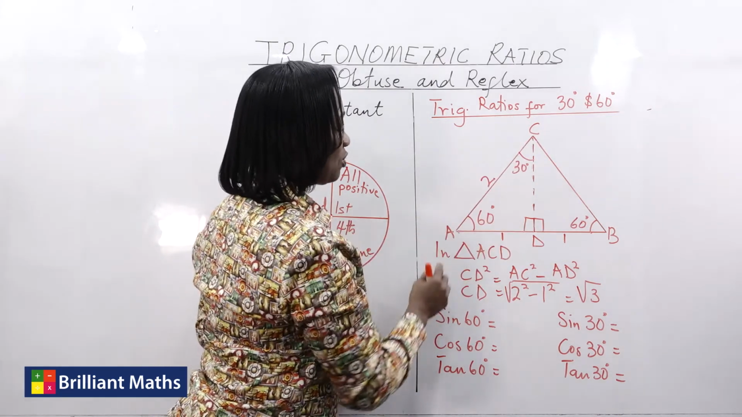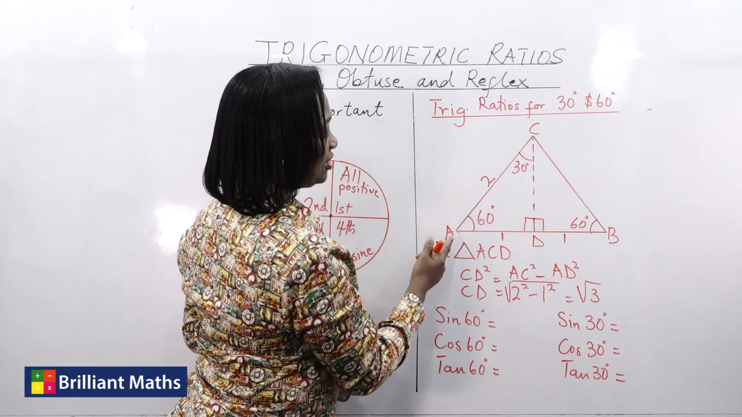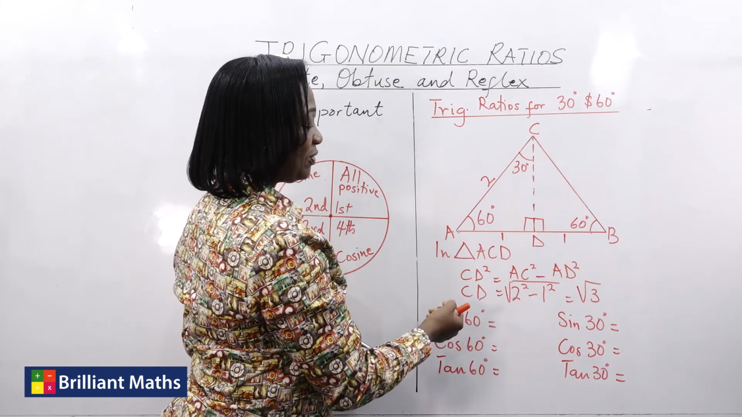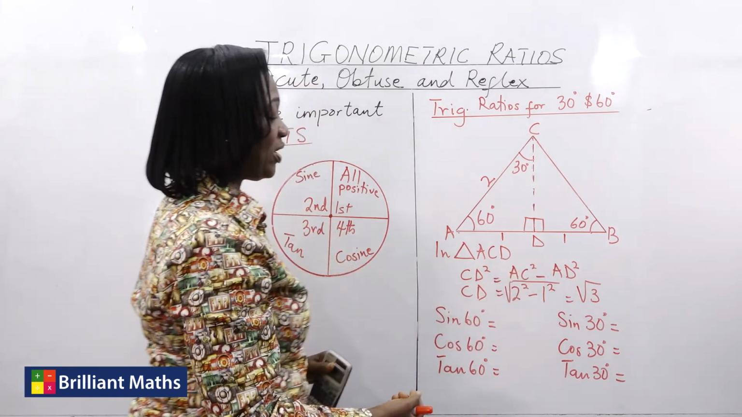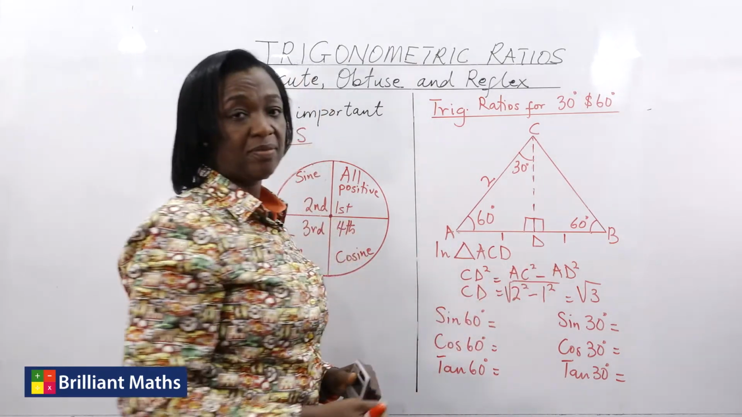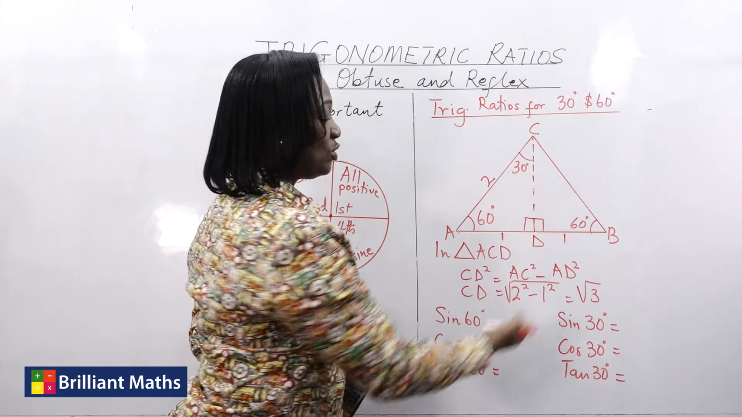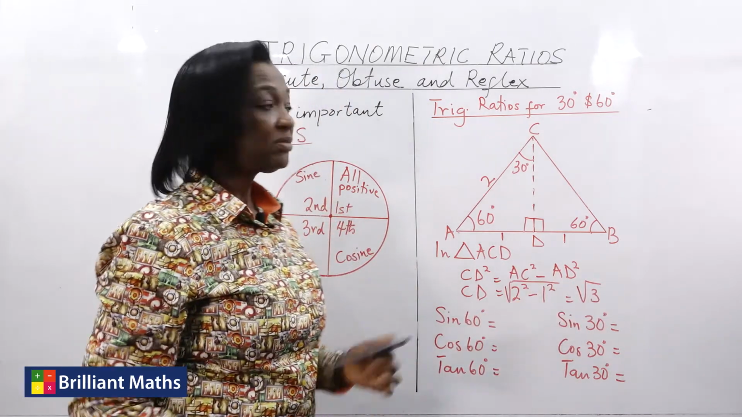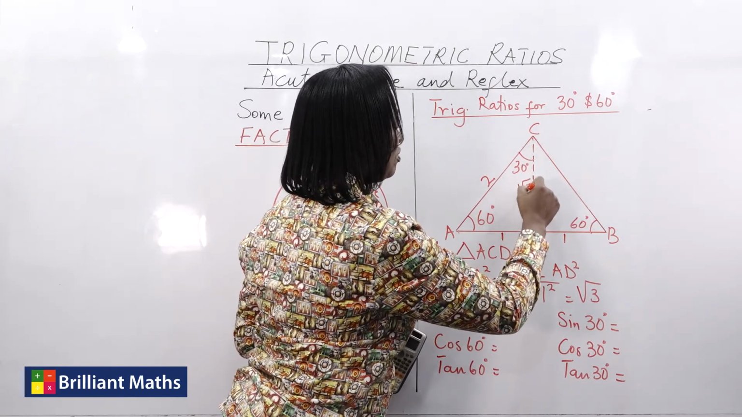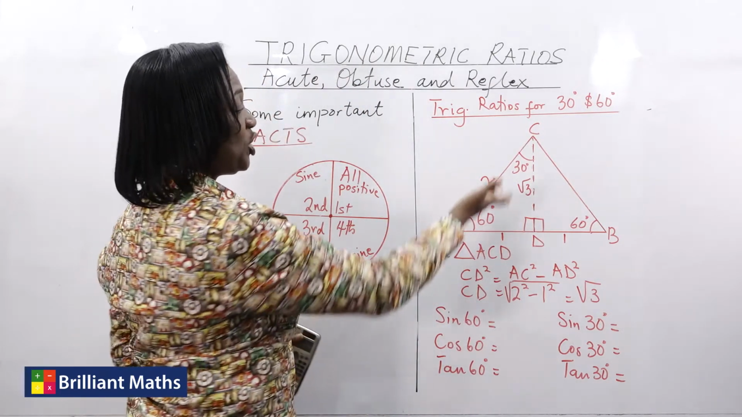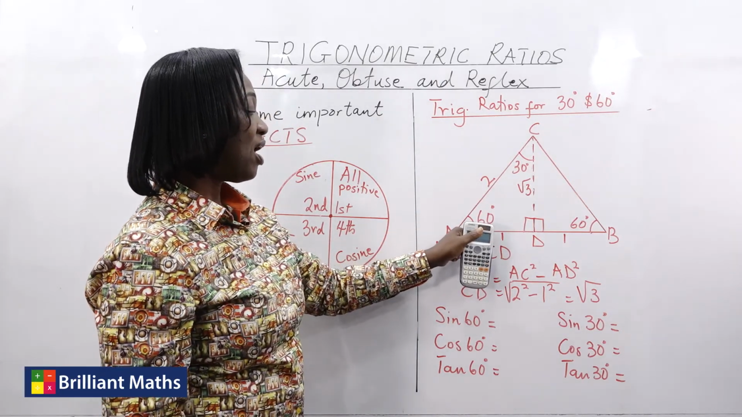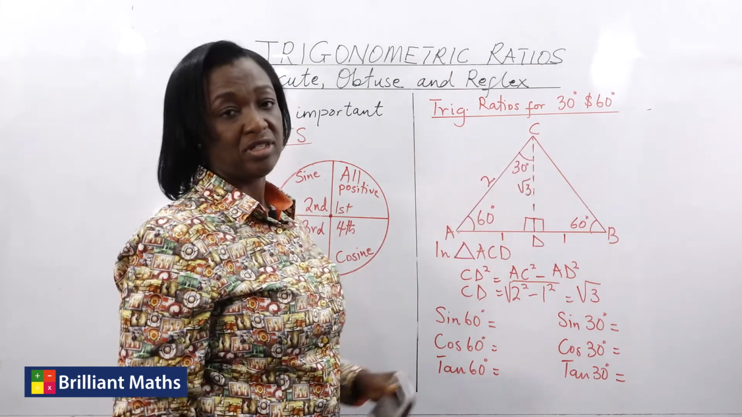So CD squared is equal to AC squared minus AD squared. To find CD, we'll find the square root of AC squared minus AD squared. AC is 2, so 2 squared minus 1 squared will give us 3. So that means that CD is equal to root 3. We have just found that. So we're going to use those dimensions to find values for our angle 60 degrees and angle 30.